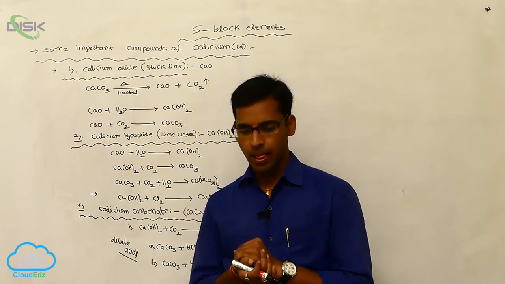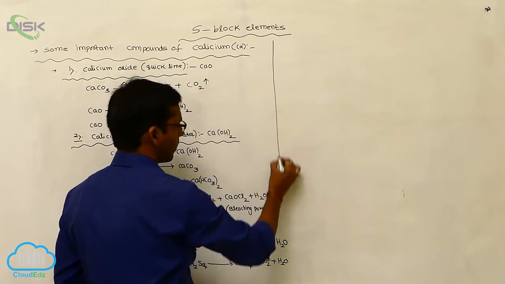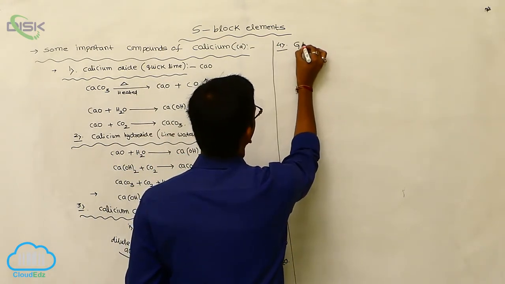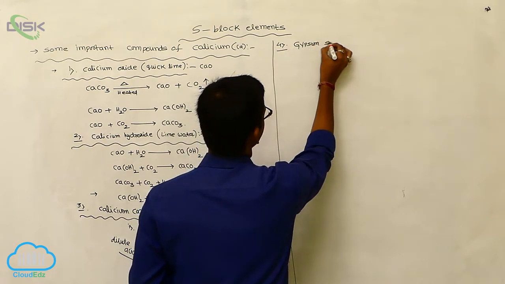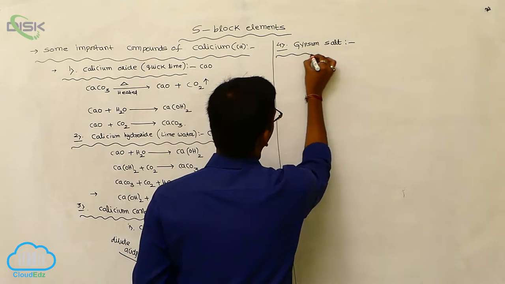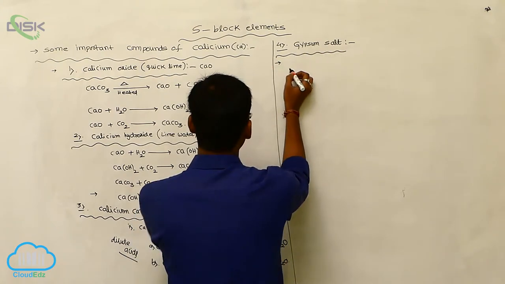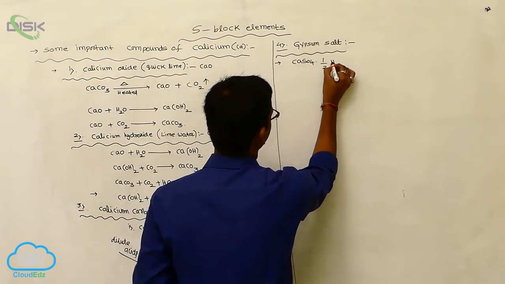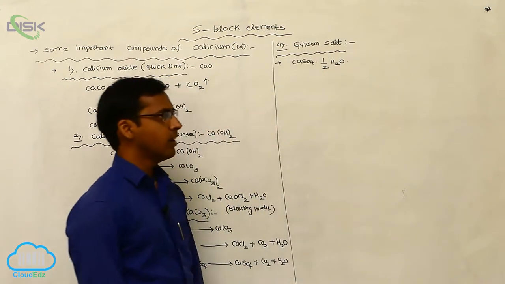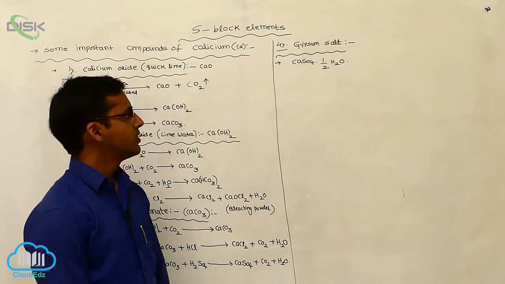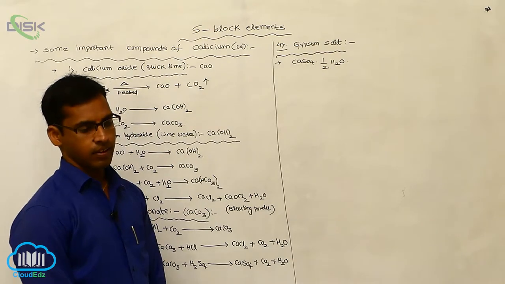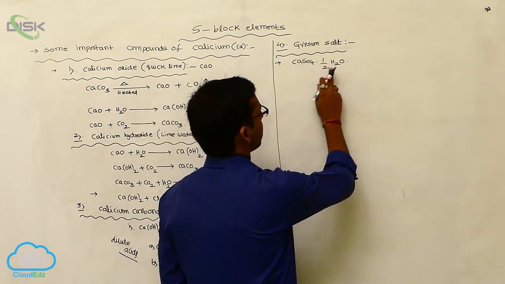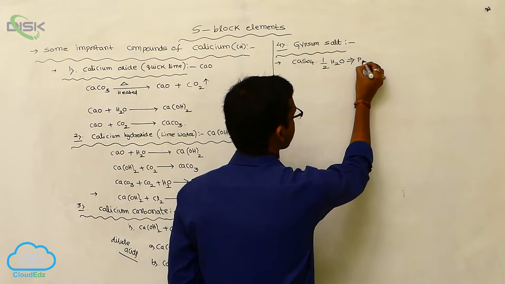And next one, the fourth one is gypsum salt. So gypsum salt, its chemical name is calcium sulfate hemihydrate. Calcium sulfate hemihydrate is called gypsum salt. Calcium sulfate hemihydrate is called plaster of Paris.